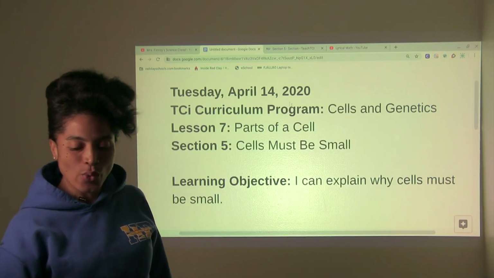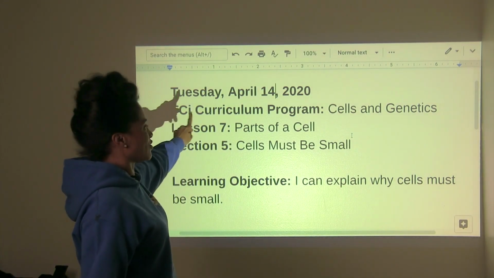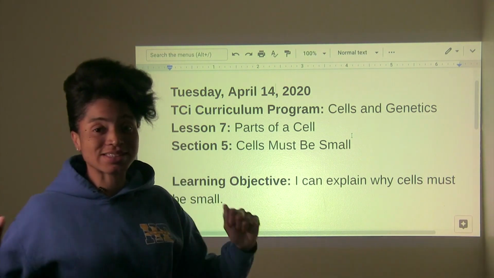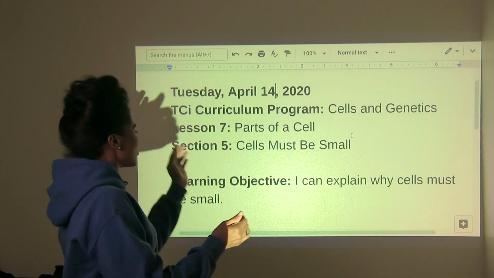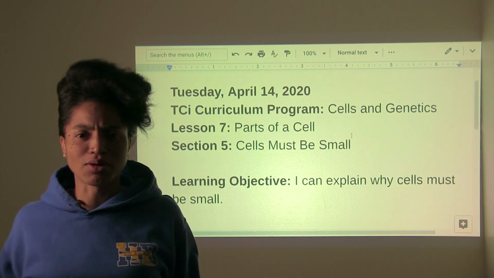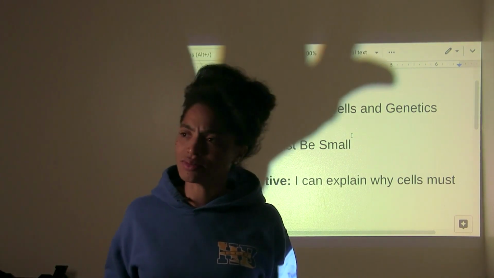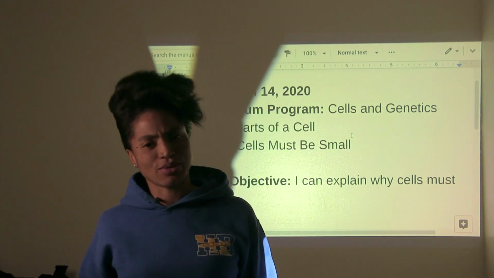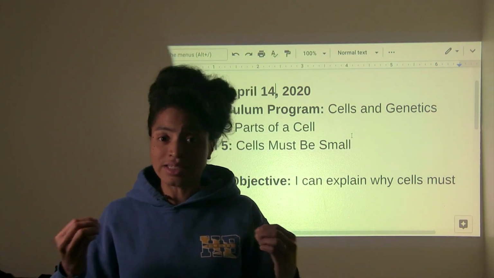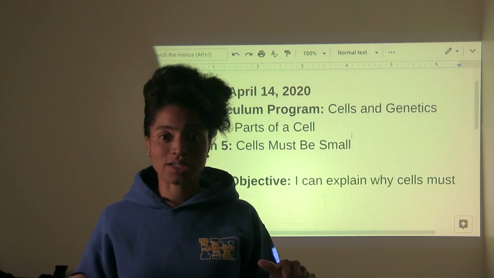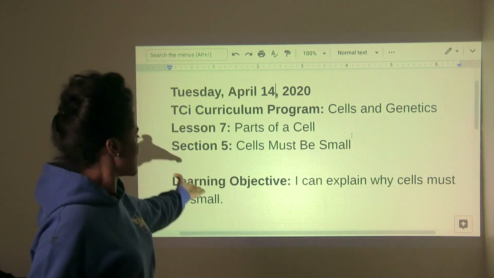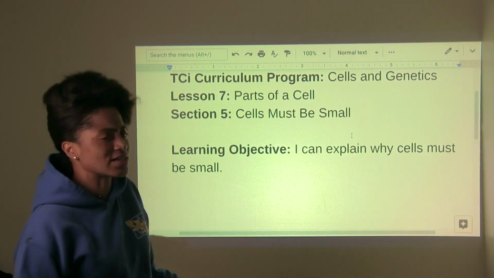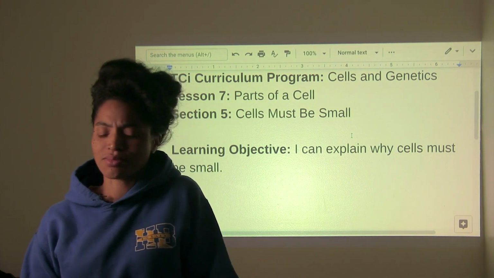So today we are in the TCI curriculum program called Cells and Genetics. We're in lesson 7, parts of a cell, and we're in section 5, cells must be small. I thought we already established that, but we need to talk about it. This section is very short, cut and dry. Topic today: cells must be small. Your learning objective: I can explain why cells must be small.